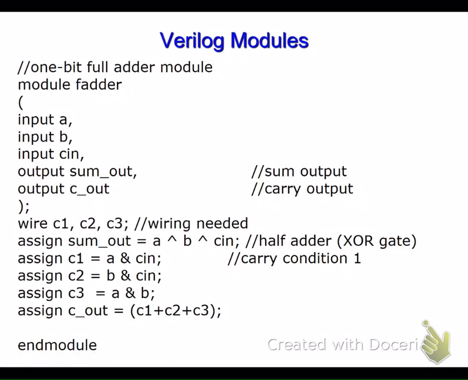Another example, module F adder, full adder. You have input A, input B, input like that, output, output. And then in between, I will define some wires, C1, C2, C3, which are the carries. Carry 1 and 2 and 3. And of course, I'm expecting these will be in between. That's why I have defined them as a wire. And then I will assign the sum output, that is A XOR B XOR C input. I will assign C1 as A and Cn, and so on and so forth. And then the C output will be assigned like that.